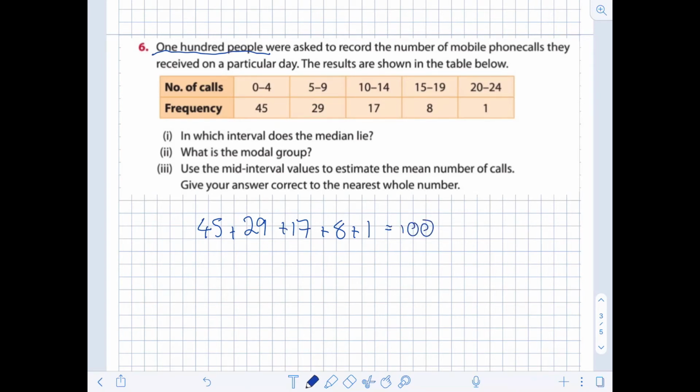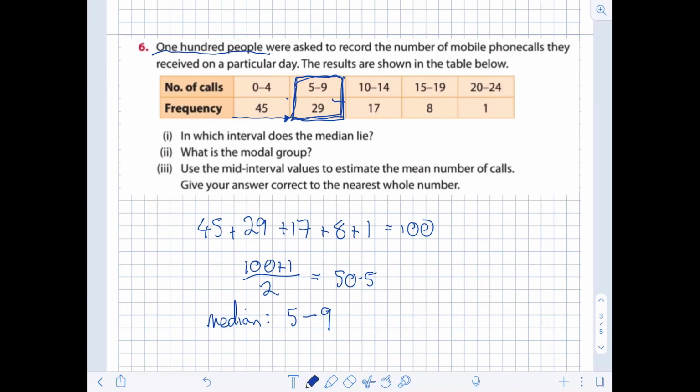In which interval does the median lie? It's going to be 100 plus 1 over 2, which is equal to 50.5. So we're looking for where the 50 and a half person is. He's not in here, because we only passed 45 people to get to there. So he must be in here. That's the column in which the 50 and a half person lives. So the median is 5 to 9. So the median number of phone calls was between 5 and 9.